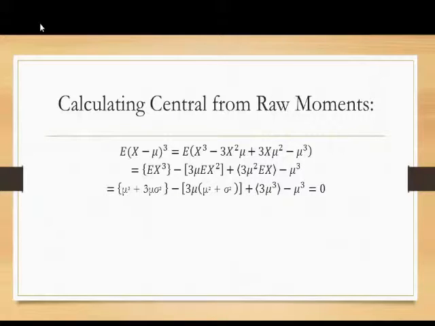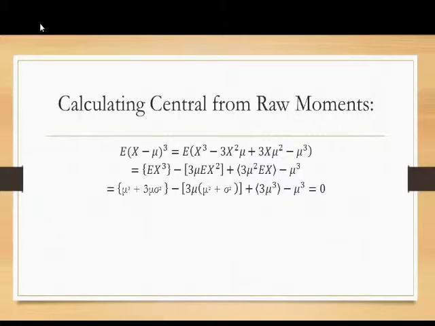Then we have 3 mu E[x squared]. So now I substitute for the second raw moment, mu squared plus sigma squared. So I have 3 mu times mu squared plus sigma squared. Then I have the third term, which is 3x times mu squared. I take the expected value of x, that's just mu, so that becomes 3 mu cubed. And then I have minus mu cubed, which doesn't require any calculation.